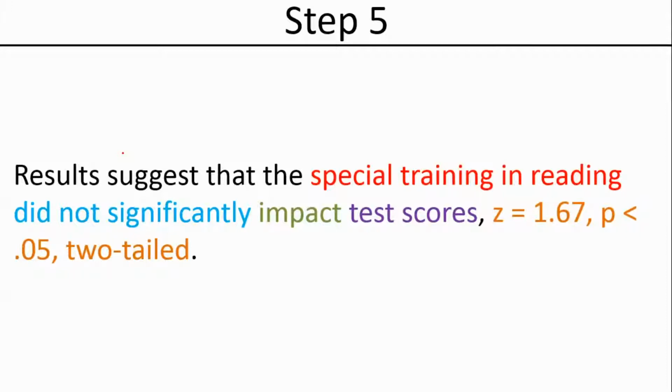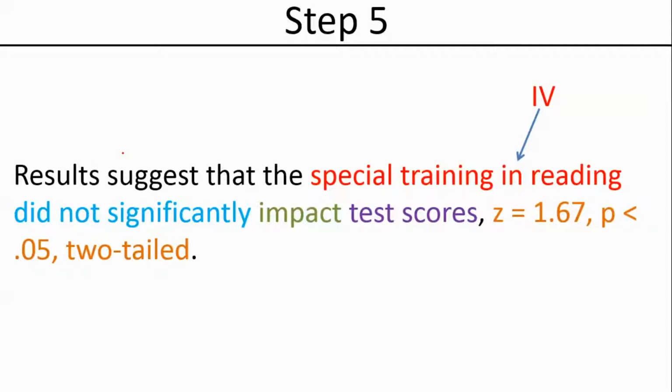Here's a good one-sentence way to summarize our results. The results suggest that the special training in reading did not significantly impact test scores, with a z of 1.67, p less than 0.05, with a two-tailed test. It's important that we have all those elements in there in order to correctly convey what our test was looking at.